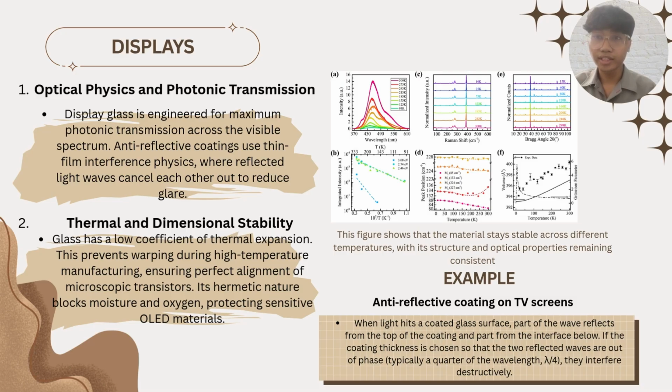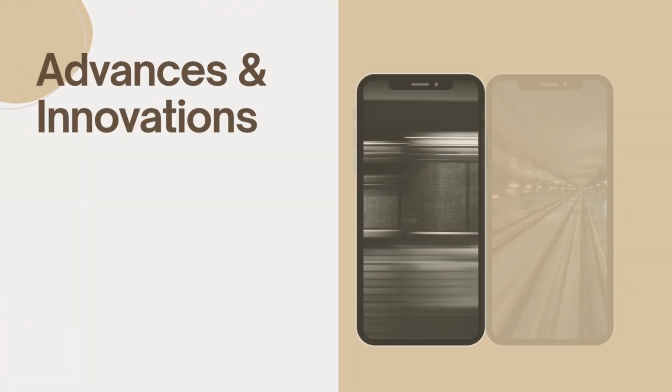Also, during manufacturing, displays undergo high temperature processes. Glass has a low coefficient of thermal expansion, so it doesn't warp, keeping millions of tiny pixels perfectly aligned. Plus, it seals out moisture and oxygen, which is crucial for protecting sensitive materials like OLEDs.